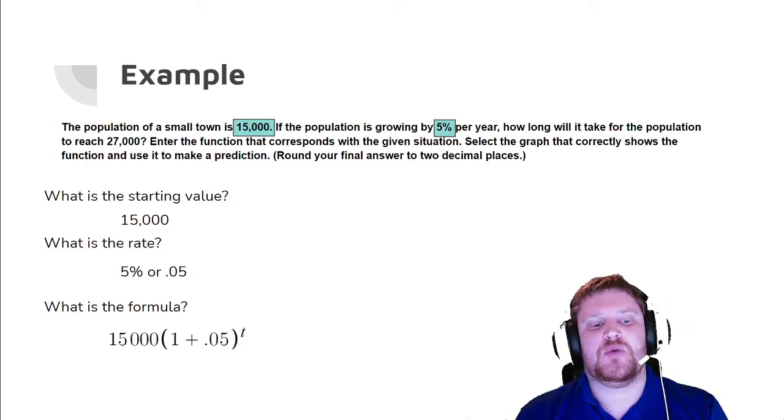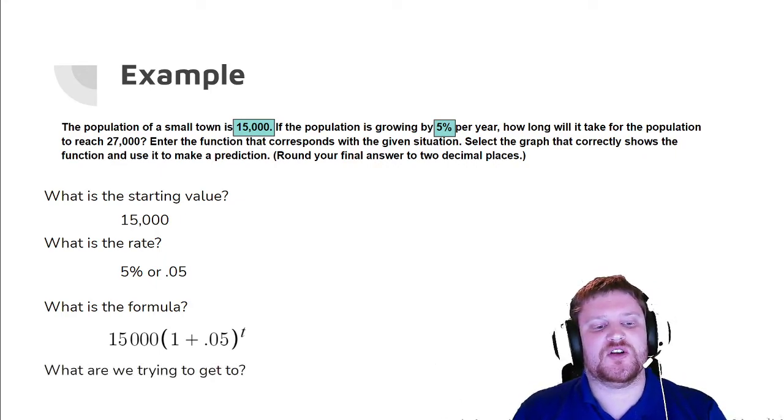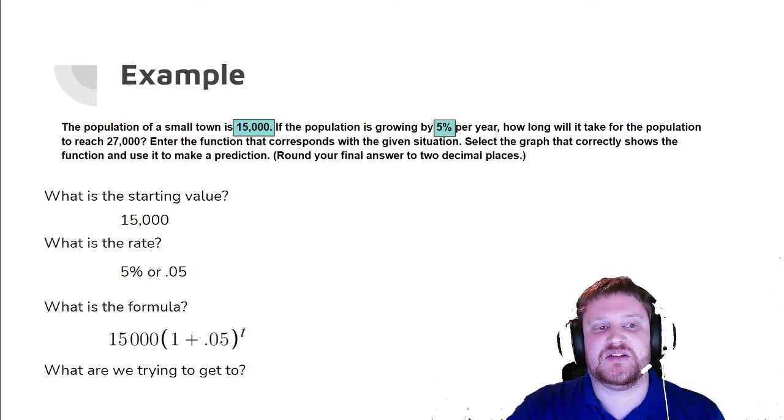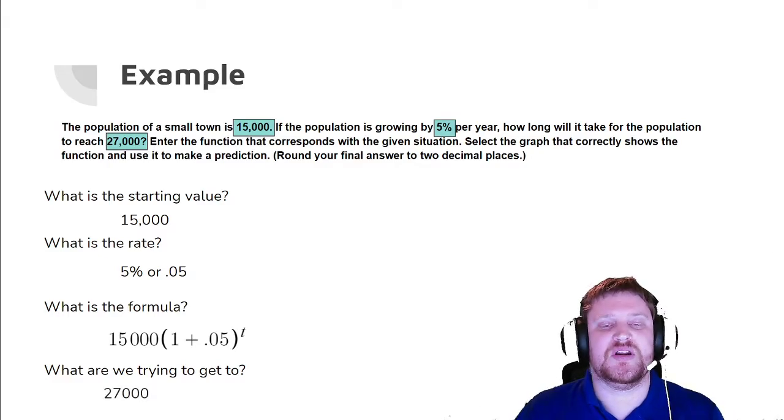The last thing that we need to recognize is they're asking for a specific amount of time to get to a specific number, and we need to identify that number. In this case, 27,000 people.